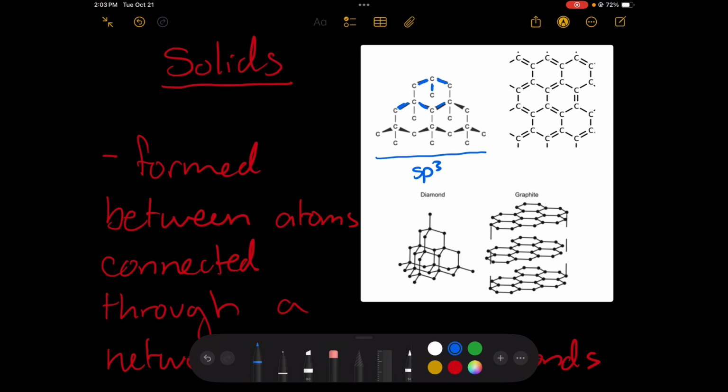And then this on the right here represents graphite, which is also made entirely of carbon, but those carbons are bonded together a little differently. Each of these carbons is sp2 hybridized instead. And so we're seeing two completely different looking lattice structures, and therefore we have two completely different sets of properties. All right?